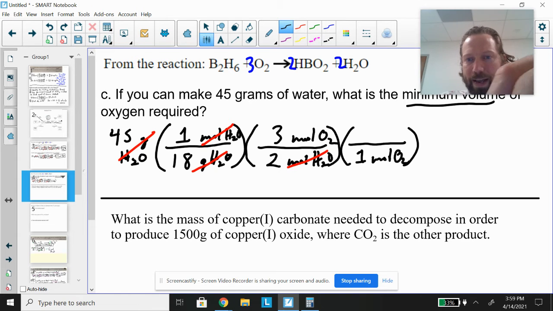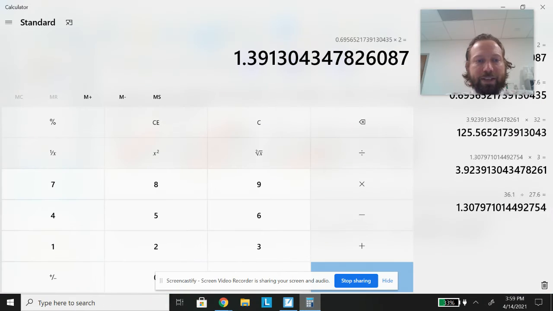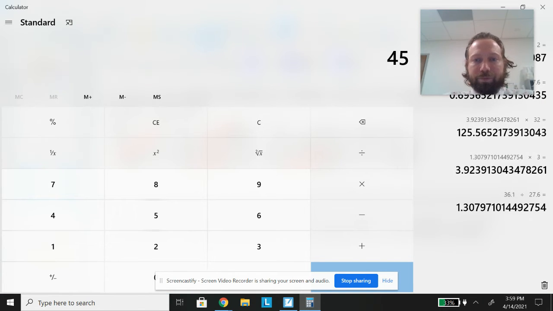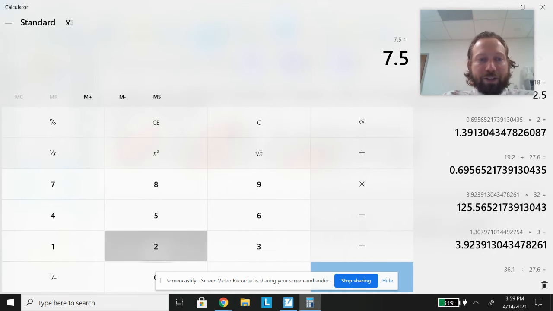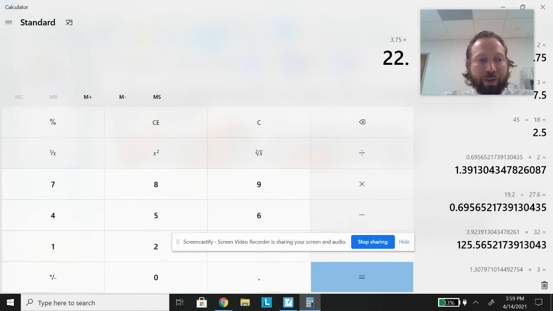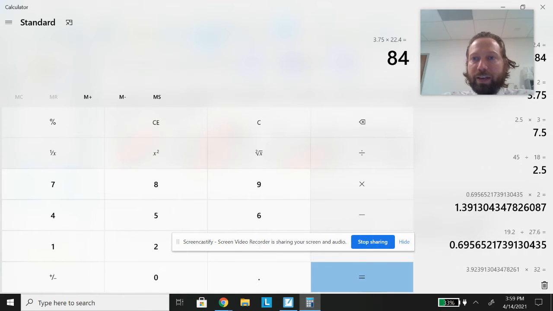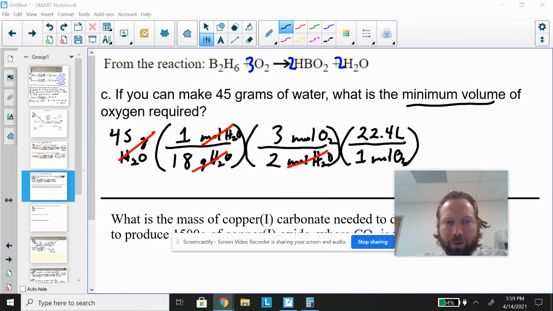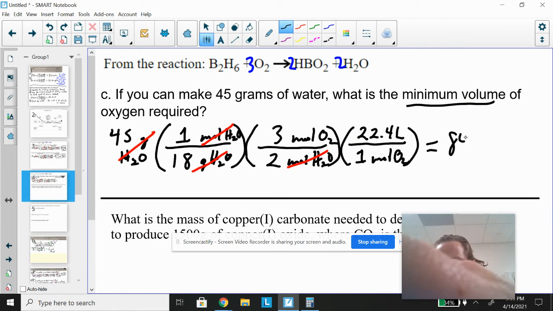All right, so now you're going to have volume. My volume of a gas is 22.4 liters for every 1 mole. And now we go 45 divided by 18 times 3 divided by 2 times 22.4, and I get 84.